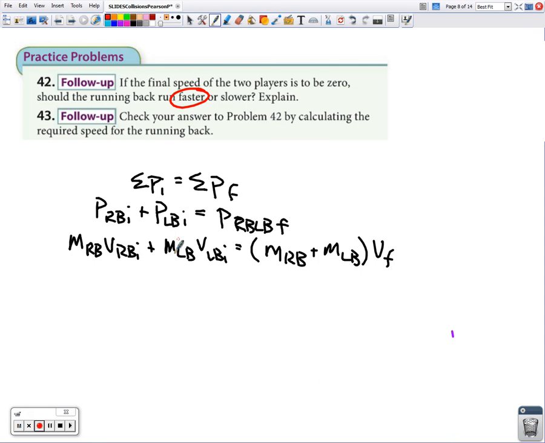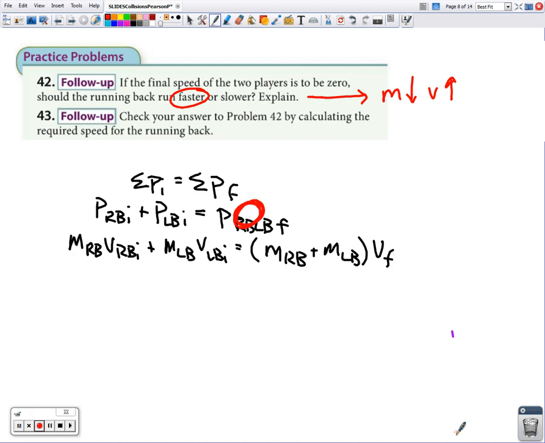But for that to be the case, what has to be true? If the final velocity is going to be 0, what happens to the final momentum in this problem? That whole side becomes 0. And then what would have to be true about the running back's initial momentum versus the linebacker's initial momentum? They'd be equal but opposite directions, so that when we add them together we get 0. And as far as the explanation goes, the mass of the running back is smaller than the mass of the linebacker, but if their momentums have to be equal, that would require a greater velocity. Good there?